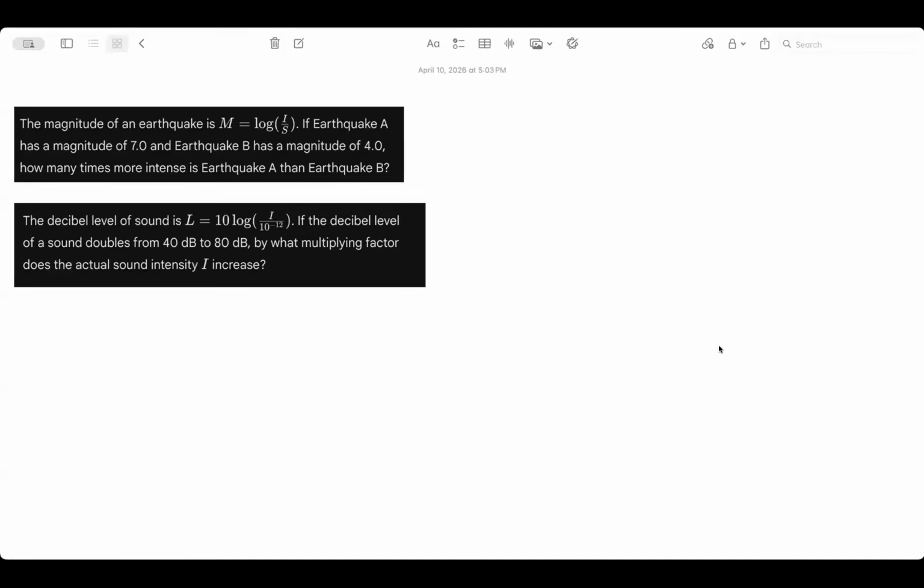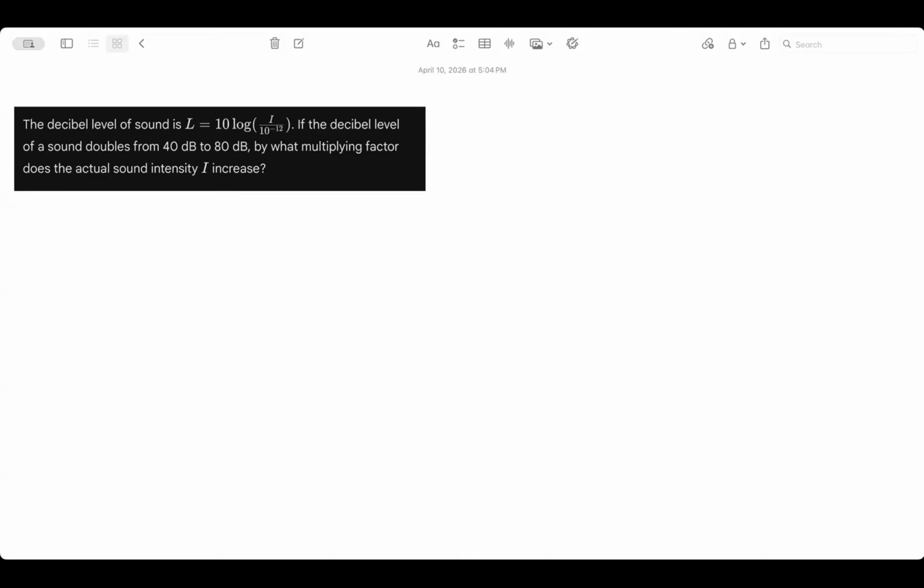It's an interesting question. Did you get it? This is very similar to the magnitude of earthquake problem. Somewhat similar at least. Are you able to handle this?